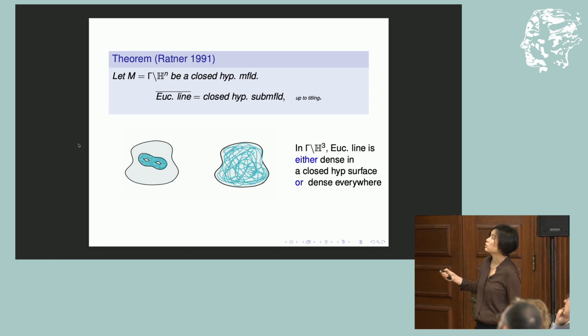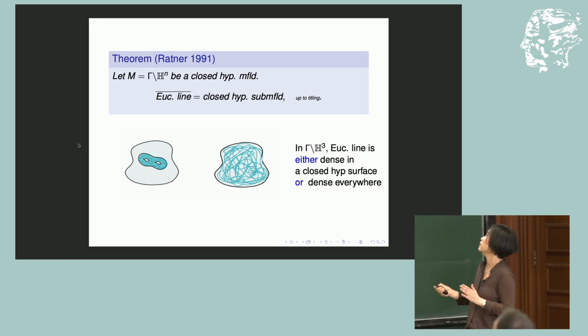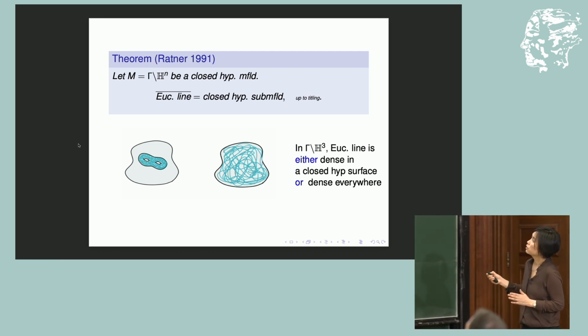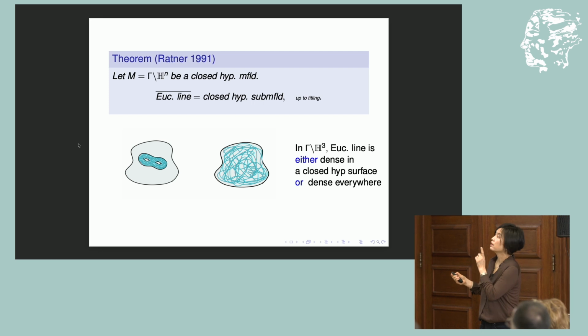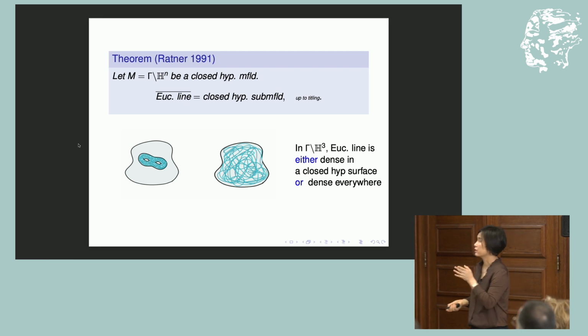Start with any closed hyperbolic manifold. So it means a compact hyperbolic manifold without boundary. Then the closure of any Euclidean line is a closed hyperbolic submanifold. Okay? So up to a tilting, which I'm going to describe very soon.